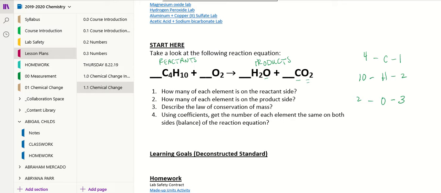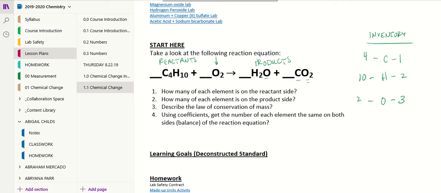Right here is your inventory of what's in the reaction. The next trick I will tell you is do what is alone last. What's alone in this reaction? What's all alone? Oxygen. Oxygen is all alone, so let's balance that one last. So let's start with carbon.